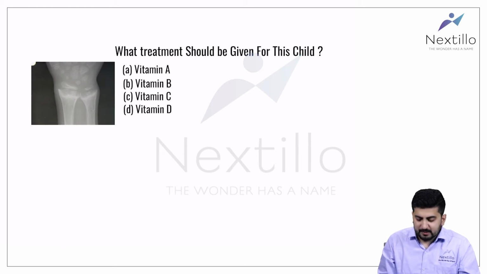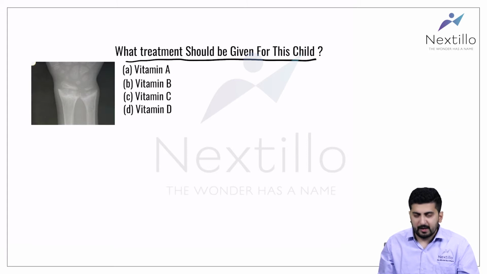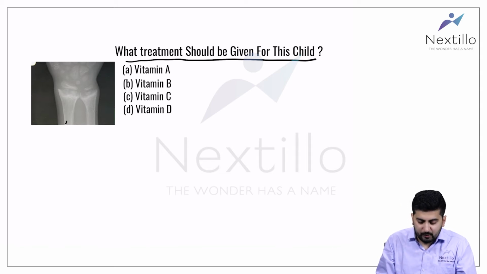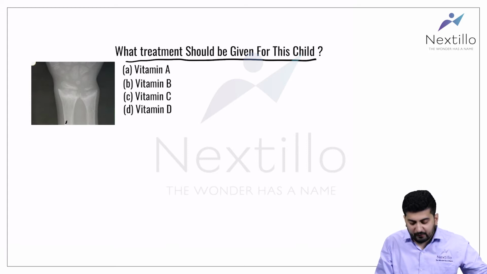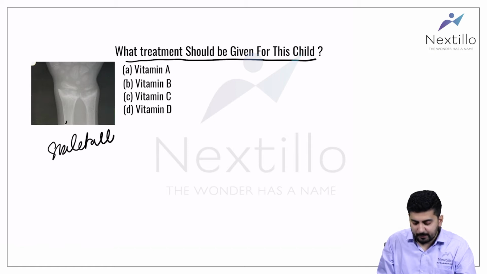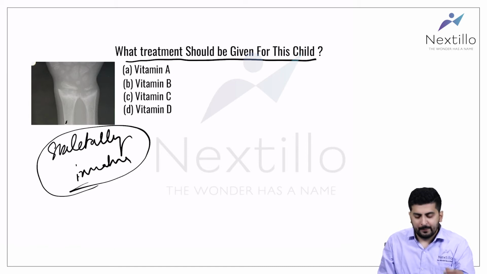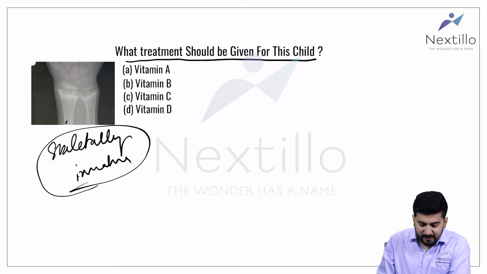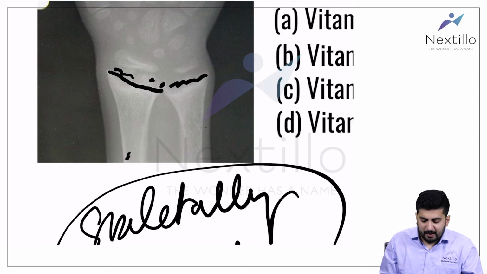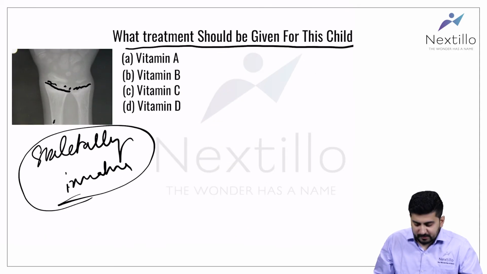Now the question here is, what treatment should be given for this child? Now, as we all know, the x-rays should be approached systematically. So if we go from distal to the proximal end, or if we go from the joint away from it, what we see here is that this is an x-ray of a skeletally immature patient because the physis has not fused yet. Also, what you can see in the x-ray at the end is there is splaying, fraying and cupping of the physis.